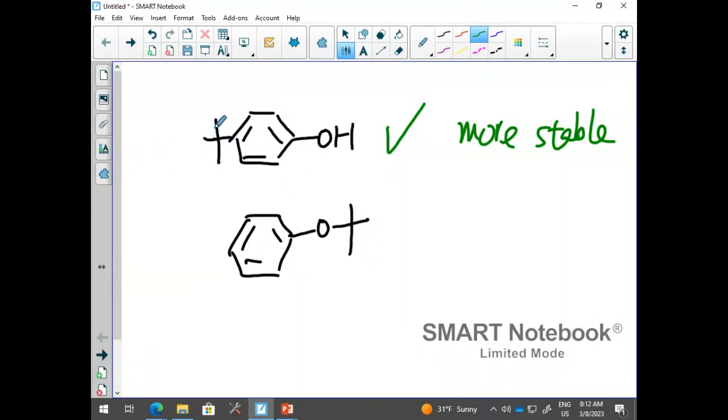Because if we recall what we learned in chapter 13, alkyl groups are activating groups to the aromatic ring in the electrophilic aromatic substitution reaction. Why is it activating? Because this sp3 carbon can donate electrons to the ring. So this electronic communication also encourages electron delocalization. So for the same reason, this one is also more stable than this one.